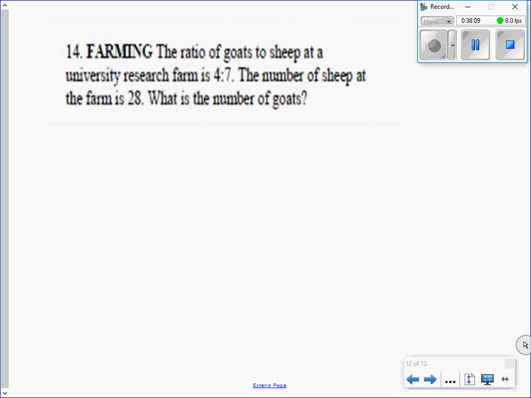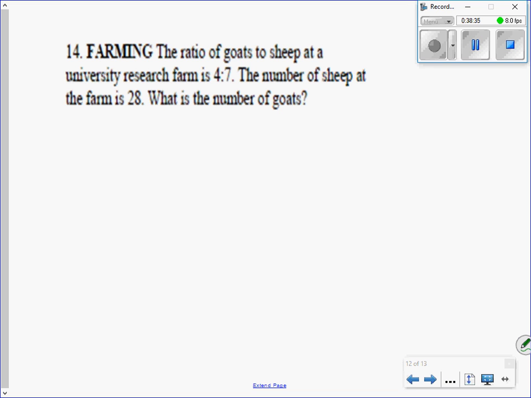So, you're farming. Your ratio, you're raising goats and sheep. You want to keep a 4 to 7 ratio between your goats and sheep. Right now you have 28 sheep. How many goats should you have? How would you figure that out?